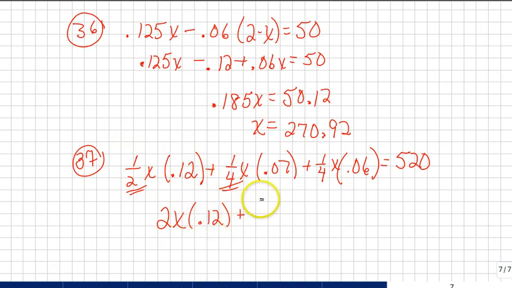Multiplying by 4 on the next one, it goes away. So I got x times 0.07. 4 on the third term gives me x times 0.06. And 4 on the right also will give us 2,080.